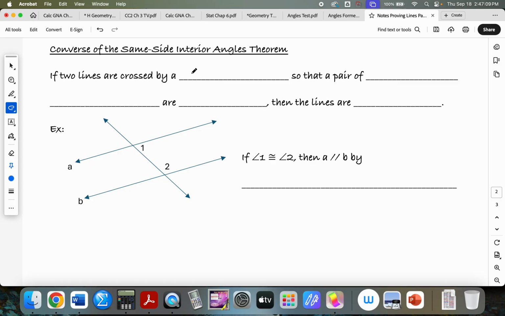So if two lines are crossed by a transversal, so that a pair of same side interior angles are, what's the relationship supposed to be here? Supplementary. Very good. Then the lines are parallel.